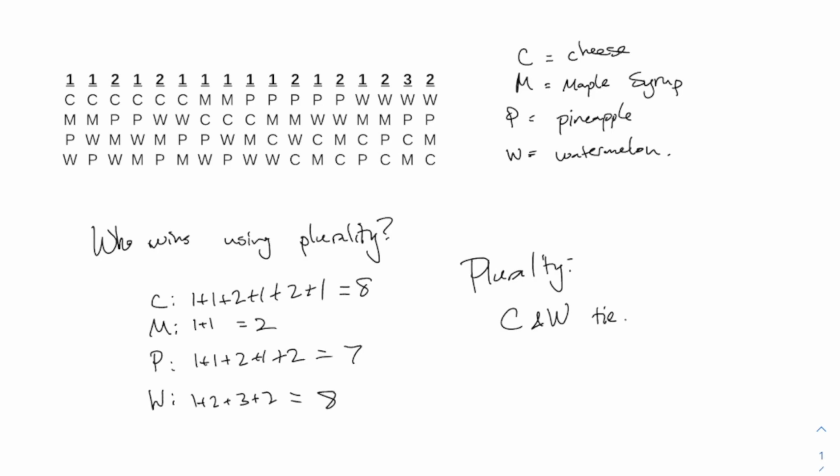Anyway, this is how you do the plurality system. If I show you an example and say find the winner using the plurality system, this is what it looks like. In my opinion, not very complicated, not really hard. All right.